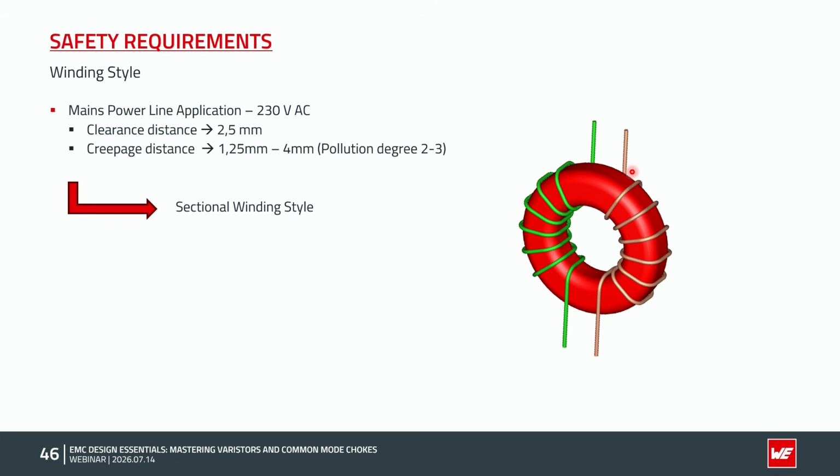As I already said, the common mode choke can be wound in two different winding styles, bifilar and sectional. And for mains line chokes, we usually only use the sectional winding style. The reason is our safety requirements for creepage and clearance distance. For example, if we want to use 230 volts AC, we need a clearance of 2.5 millimeters and a creepage distance between 1.25 millimeters and 4 millimeters, depending on the insulation material and pollution degree. So with the bifilar winding style, we can't keep these distances easily.